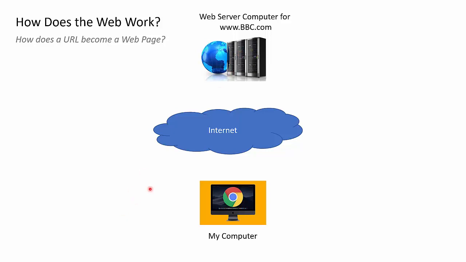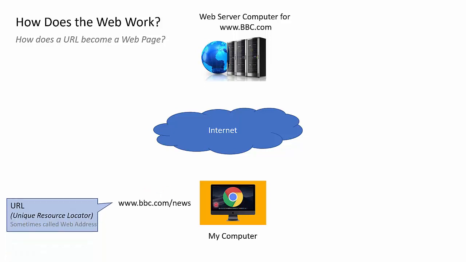Now, the whole process starts when I ask my computer to give me a web page, but what I'm actually doing is typing in or clicking a link for a URL. So a URL stands for Unique Resource Locator, and it's a way of identifying any single web page on the World Wide Web. So every single web page on the World Wide Web has its own unique resource locator. The resource in this case is the web page.